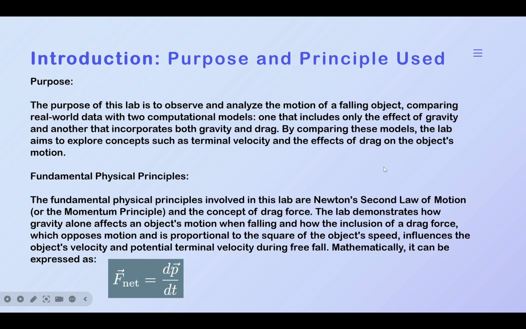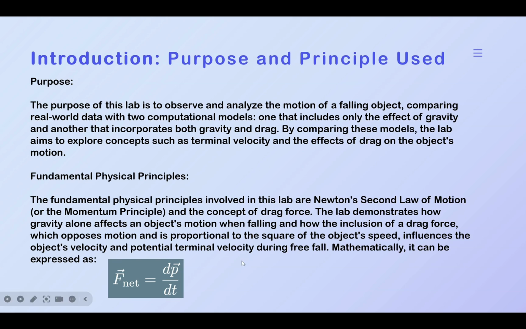The purpose of the lab is to observe and analyze the motion of a falling object, comparing real-world data with two computational models, one that includes only the effect of gravity and another that incorporates both gravity and drag force. By comparing these models, the lab aims to explore concepts such as terminal velocity and the effects of drag on the object's motion.